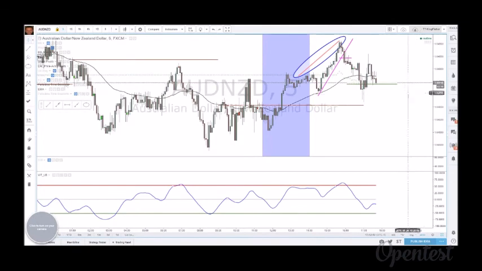So I was gone for a little bit. I had to run a couple errands, but as you can see, price made it to my target. So another payday.